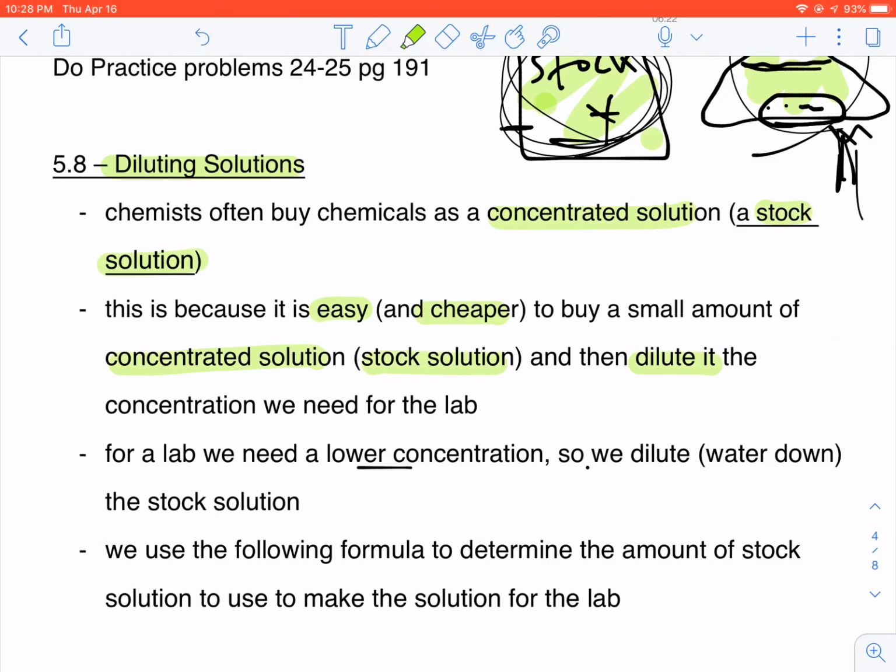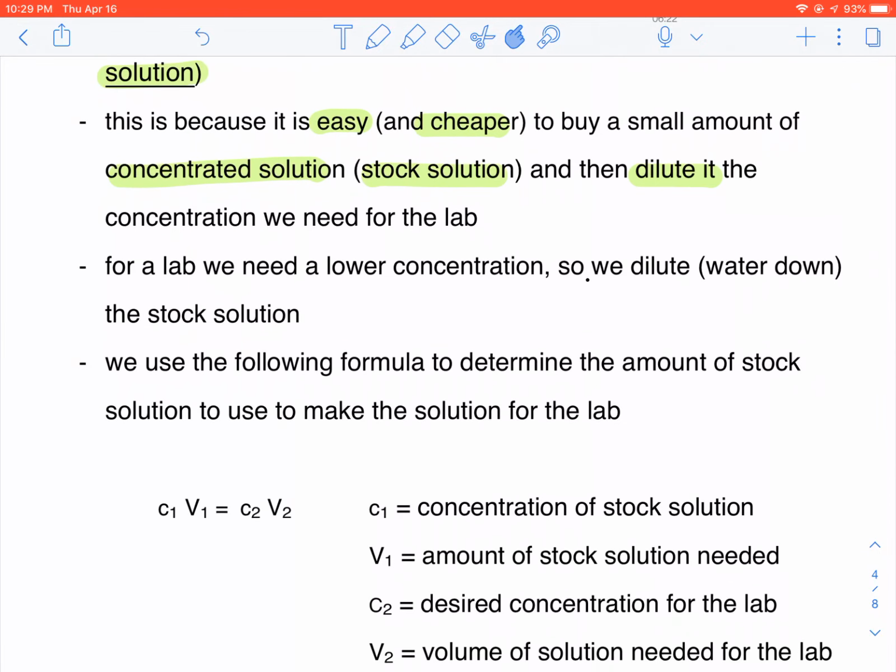Now recognize that the stock will always be stronger than what I need. I can't start with a certain concentration and add water to it and make it stronger. That will never happen. Right? Whenever I add water to it, I'm going to water it down. I'm going to thin it out. I'm going to lower the concentration. So when we're doing a lab, we often need this lower concentration to do the lab. And because of that, we're going to dilute the stock solution. I'm going to water it down.